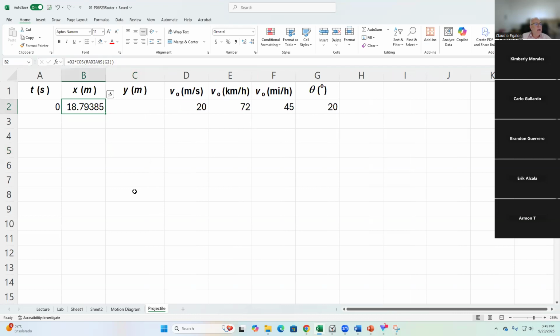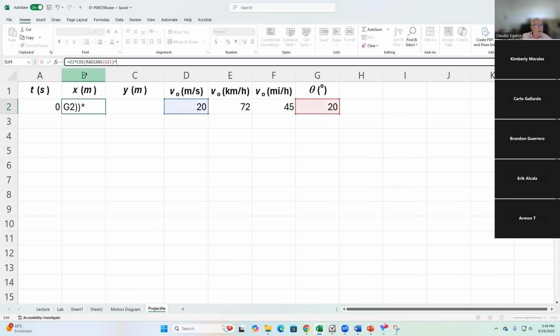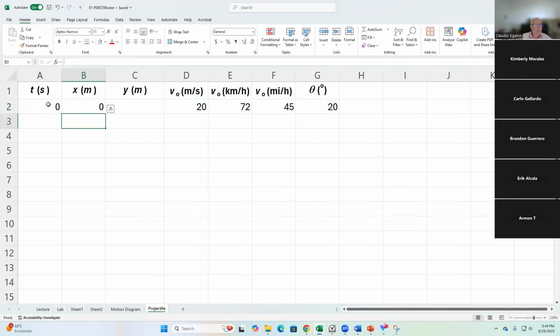And let's see, at time t equal to 0. And then I have V naught cosine of theta times t, right? Times t. Here you go. I get 0.